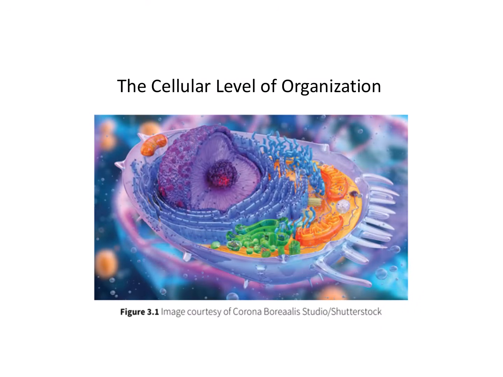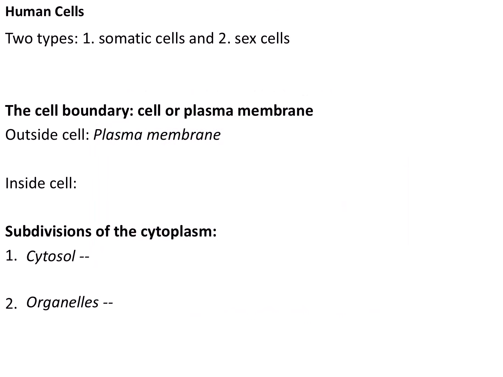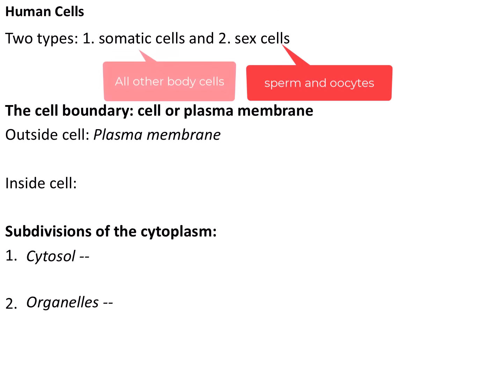This next chapter, we will build on the chemical level of organization by looking at the cellular level of organization. There are two types of human cells. There are sex cells, otherwise known as gametes, or germ cells. These gametes are sperm and oocytes, and the job of these cells is to make new humans. The second cell type is the somatic cells. These cells make up all the other body cells.